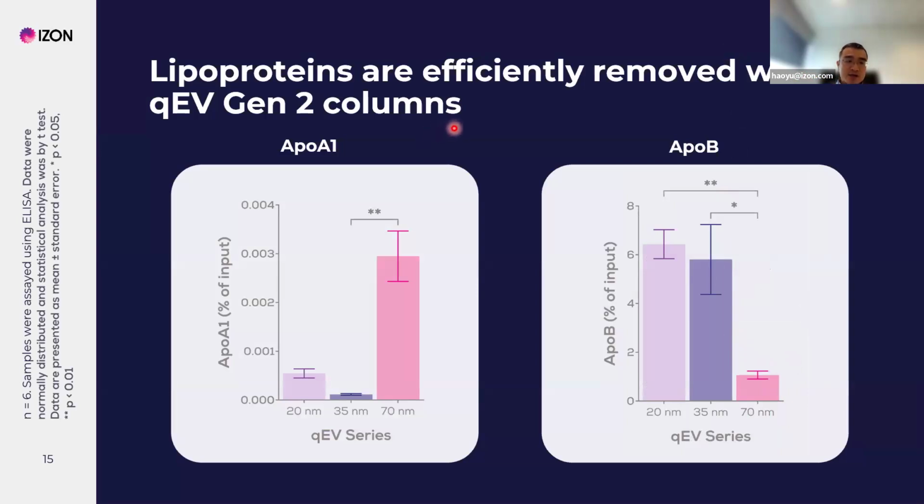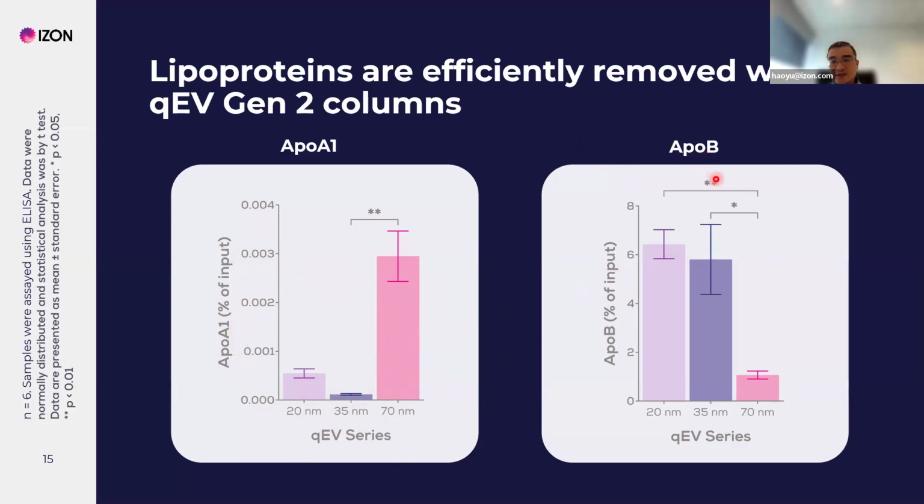Our columns have high capacity to remove ApoA1 and ApoB, which, as I mentioned, are surface markers of the lipoproteins. Even though you may be surprised by this figure, why this one is so large, if you check the y-axis, the purified version only contains 0.003% of ApoA1. So you don't need to worry about this one. Actually, all three resins remove most of the ApoA1 from the samples.